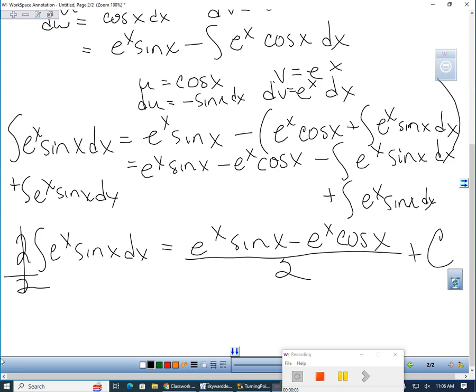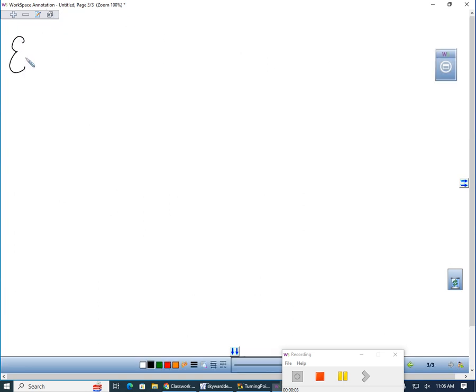All right, so we're going to try one more. So any questions before we try the next one? No, we're okay? Okay. So example number 2. We have the integral, and let's do e to the negative x cosine x dx.